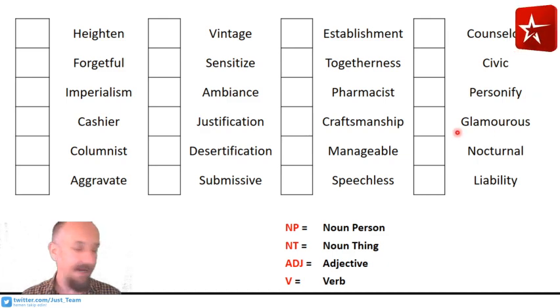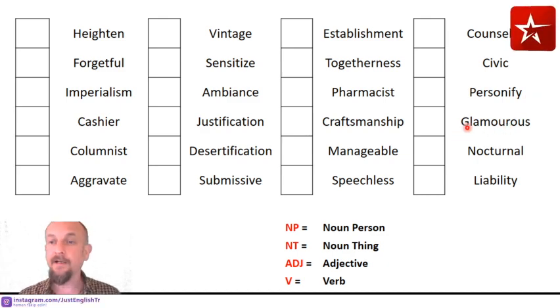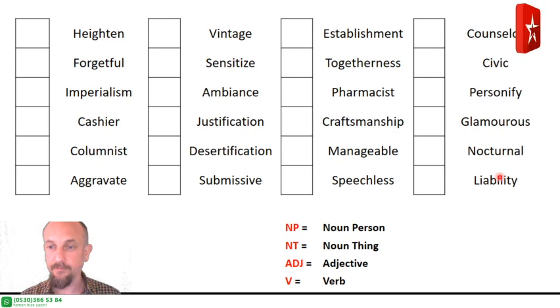Then we have glamorous, glamorous, nocturnal. Don't forget we're going to lengthen this one, nocturnal. And then we have liar here, we've got schwa, liability, liability, liability.